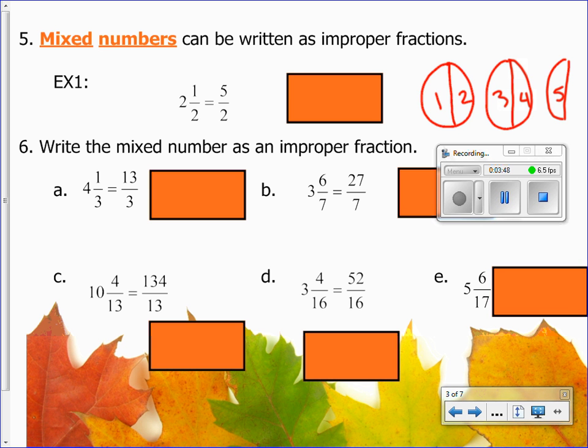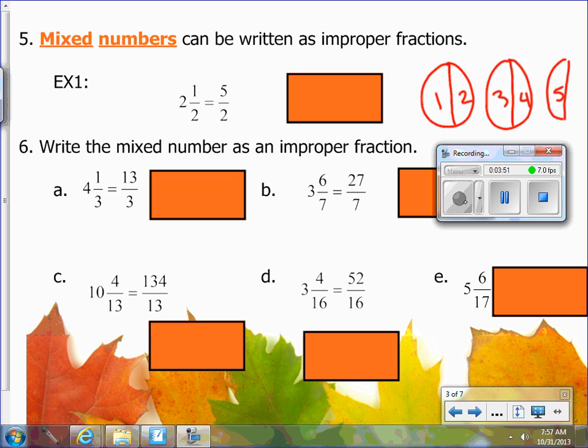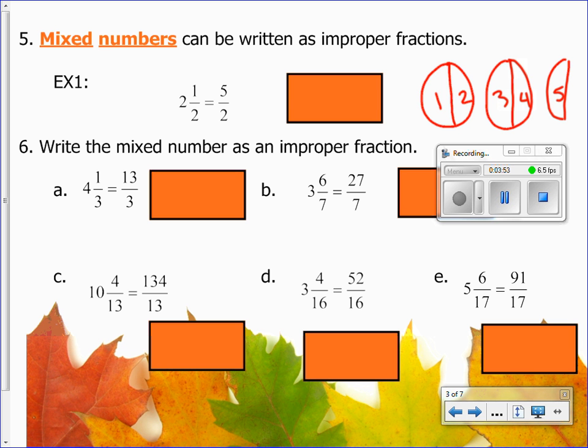In E, I have 5 6/17. So in E, 5 6/17 is equal to 91/17. Let me say, for example, in E, you have 5 wholes. That's your whole number. Then you have 6/17, which is part of a whole. So you have 5 whole pies that are divided into 17 pieces. So 5 times 17 plus your 6 that you have left over is 91, and 91/17 is your improper fraction.